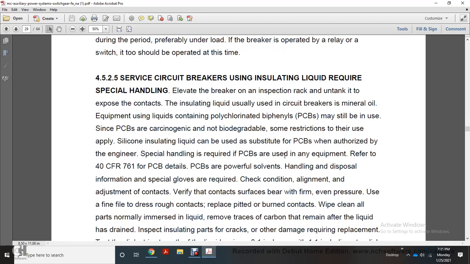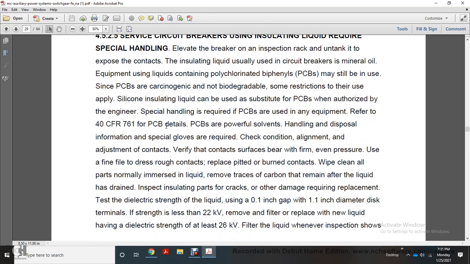If PCBs are used in any of the equipment, refer to Title 40 CFR 761 for PCB details. PCBs are a powerful solvent. For handling and disposal information, use special gloves.